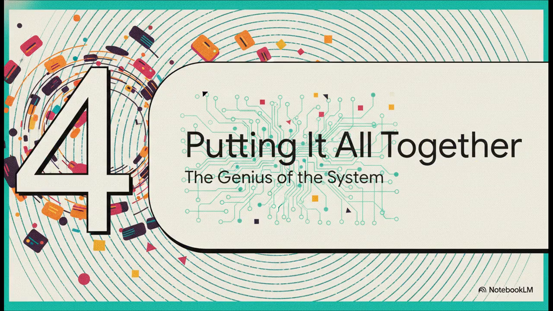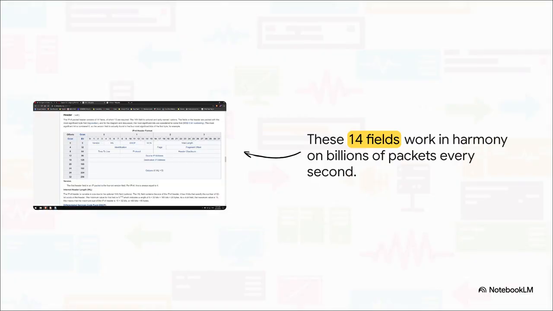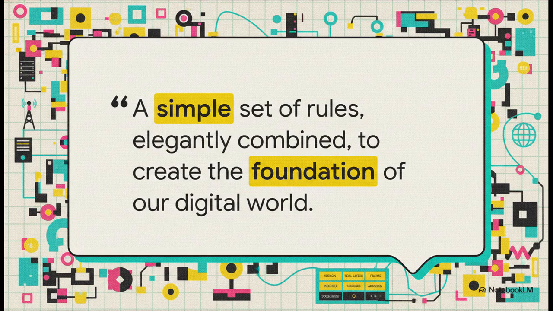So when you take a step back and you look at all these individual pieces, you really start to see a system that is, well, pretty remarkable. Look at our master map again. From the basic to and from addresses to the TTL safety net to the complex rules for fragmentation and priority stickers, all of these fields work together in perfect harmony, and they do it on billions of packets every single second. And that's the real takeaway here. The huge, sprawling, complex thing we call the modern internet is all built on top of this surprisingly simple and elegant foundation. It really is a masterclass in engineering.